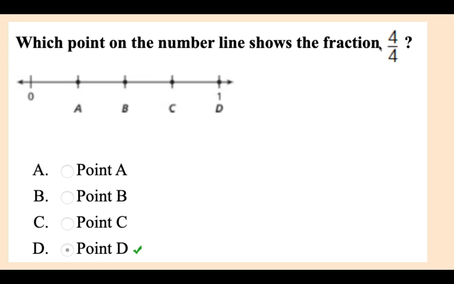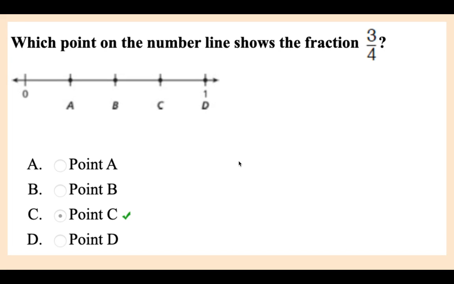4/4, I know that's equal to 1. I just have to make sure that I have 4 spaces. I do. The point is D. Which point on the number line shows 3/4? First, I'm going to check my denominator, that I have 4 equal parts. I do. So now I'm going to hop 3 times to letter C.